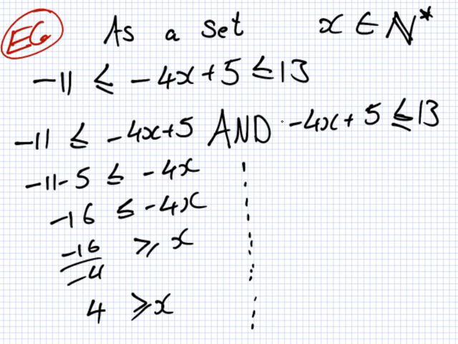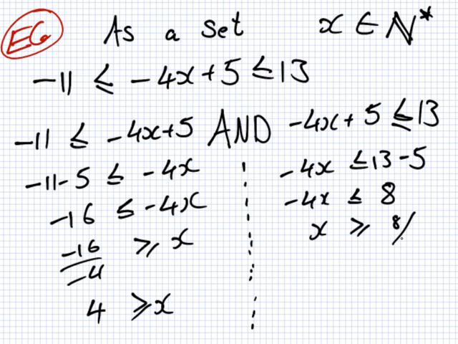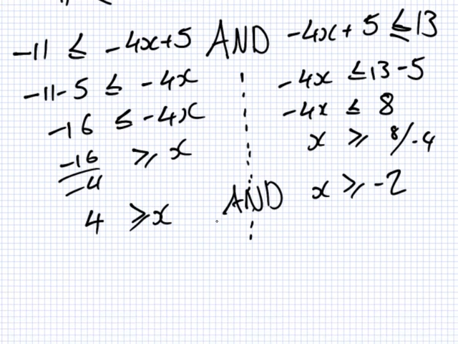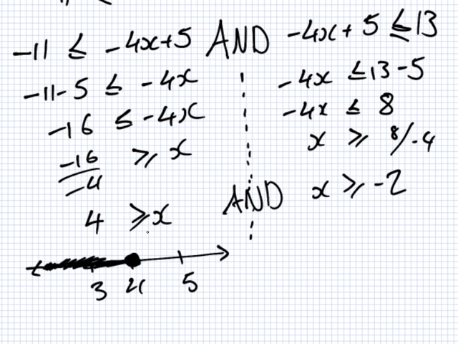Okay, so over here we have minus 4x less than or equal to 13 minus 5, minus 4x less than or equal to 8. X bigger than or equal to 8 over minus 4. X bigger than or equal to minus 2. Now the and is very important here. So if I scroll down a bit, let's just say 3, 4, 5, etc. X is smaller than 4, including 4. So it's here to the left.